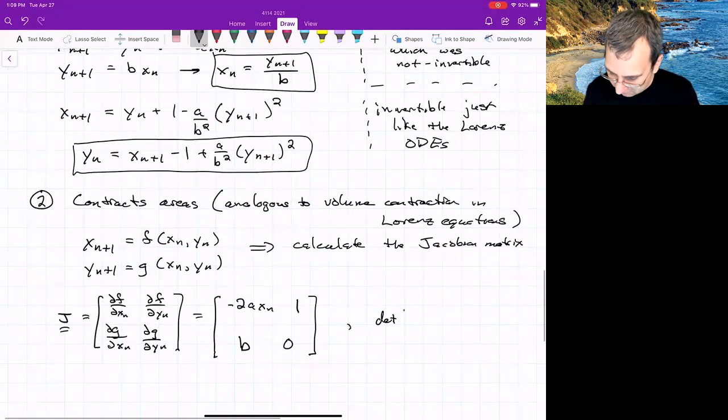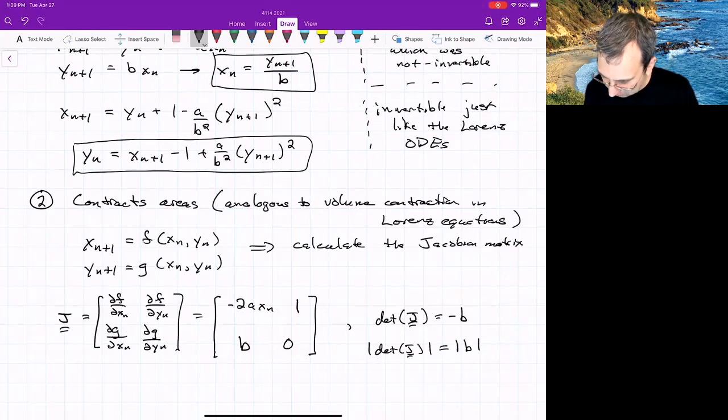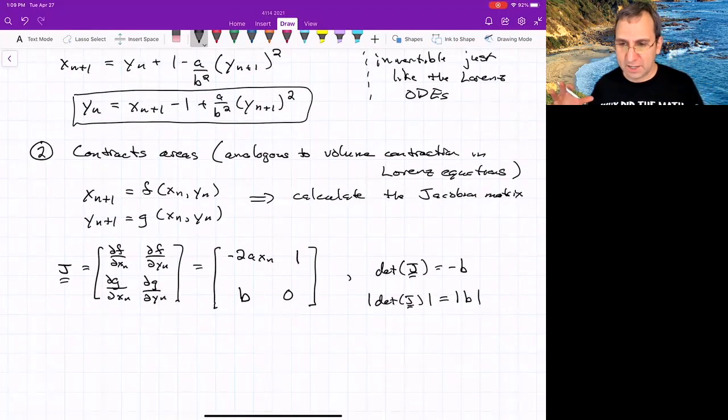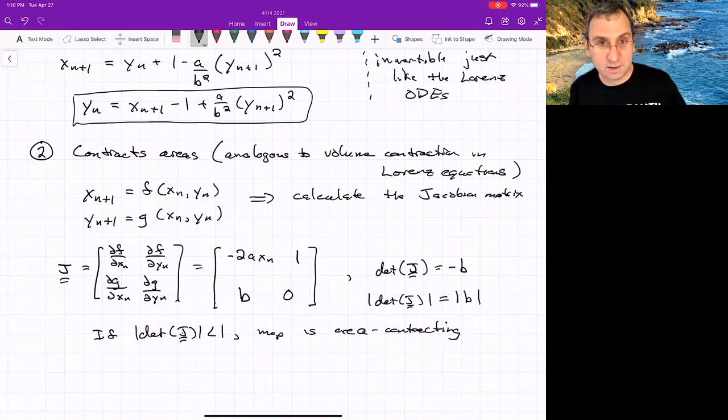The determinant of our matrix is negative b. And the magnitude of the determinant of the matrix is magnitude of b. So if the determinant is less than 1, then the map is area contracting. So this map is area contracting if b is between -1 and 1. And in fact, it's constant everywhere.